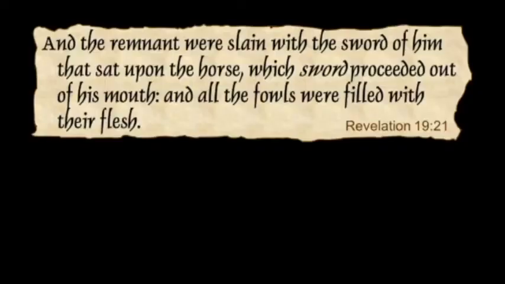Okay. And the remnant were slain with the sword of him that sat upon the horse, which sword proceeded out of his mouth, and all the fowls were filled with their flesh. There's no resurrection here, by the way. The resurrection has already occurred. The second resurrection will occur 1,000 years later. See, unbelievers, when they die, will go to Hades, the unseen world, a temporary realm for the dead. Believers will immediately go to be in the presence of the Lord, according to Philippians 1:19 and 2 Corinthians 5 and other passages. Hades will ultimately be emptied of its dead in Revelation 20:13.